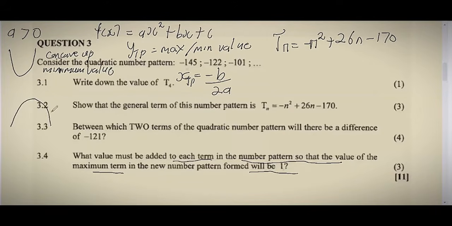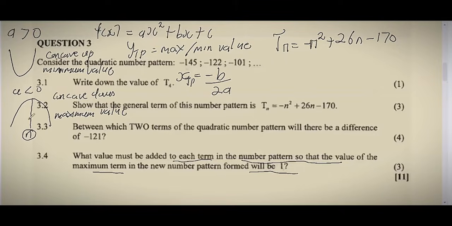But then a concave down graph, whereby a is less than 0, is the one that will give us a maximum value. So why are they asking us about the maximum term here? It's because look at this, our a is negative. So that means if we had to draw a graph for this particular quadratic number pattern, it will look like this, right? Whereby this point here will represent the term number where we will have our maximum value. So we must find the term number here.